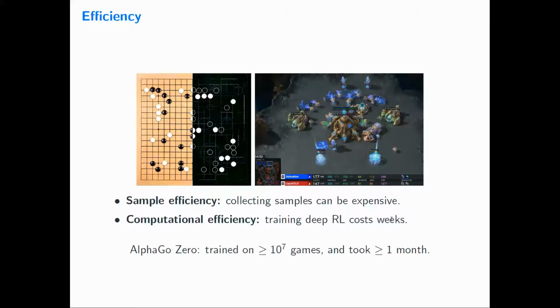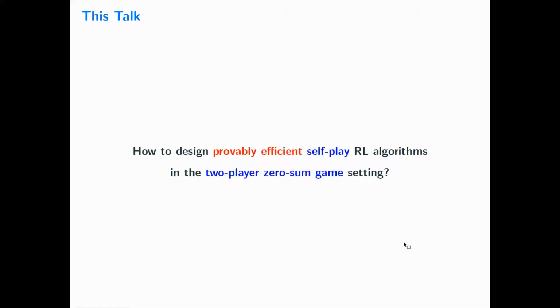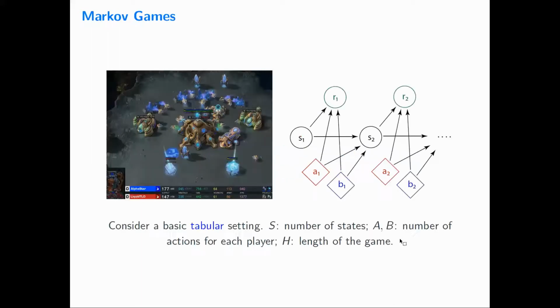Let's say for AlphaGo Zero, it is trained on more than 10 to the 7 games and took more than 1 month of time. In this talk, we will discuss how to design provably efficient self-play RL algorithms in the two-player zero-sum game setting.